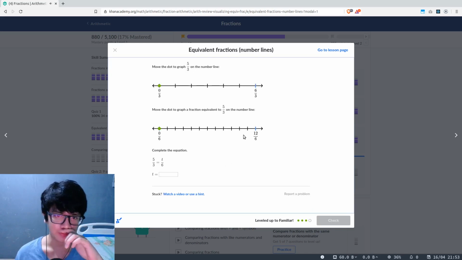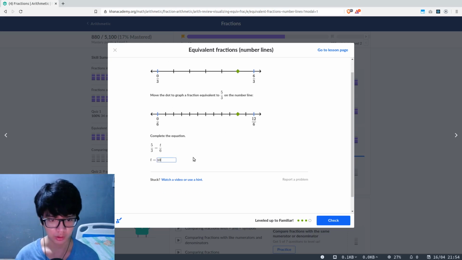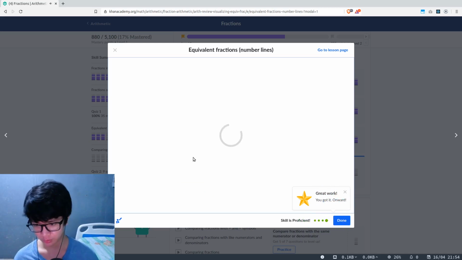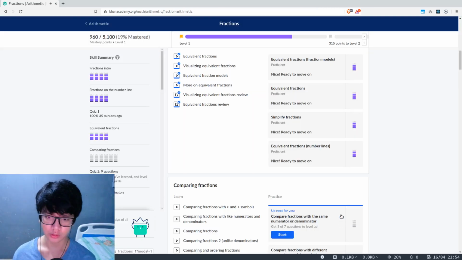Move the dot to graph 5 thirds on the number line. Okay. 5 thirds. Oh, so this is 6 thirds. So this is 3, 3, then it's 5 thirds. Oh, this is 5 thirds. And it's probably this one. Okay, so 6 twelfths. I have to count this. 6, 7, 8, 9, 10. Obviously, yeah. Double chunk.